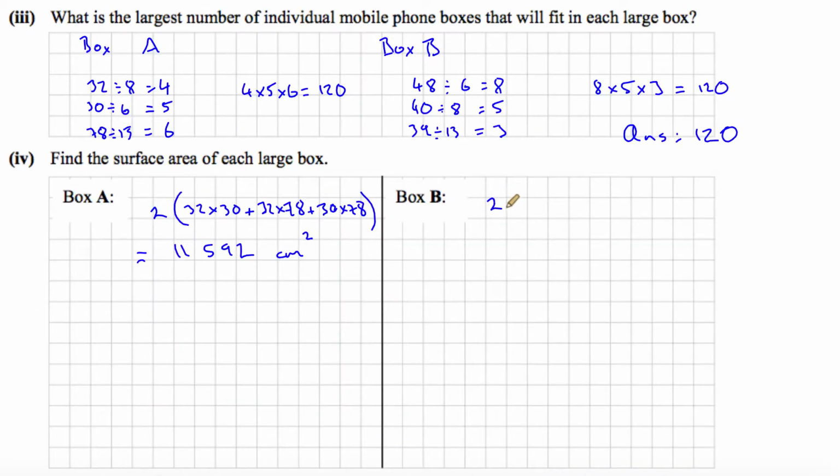So the surface area then will be twice 48 by 40 plus 48 by 39 plus 40 by 39. So there each of the sides doubled, and that gives us a surface area of 10,704, and again that's in centimeters squared.